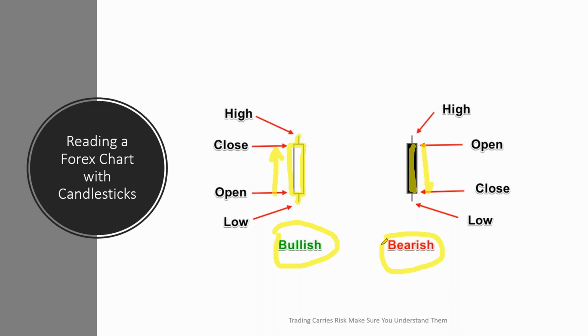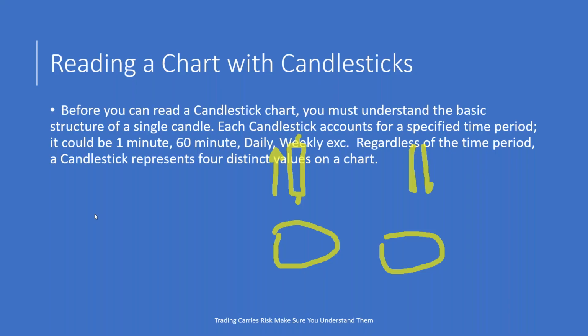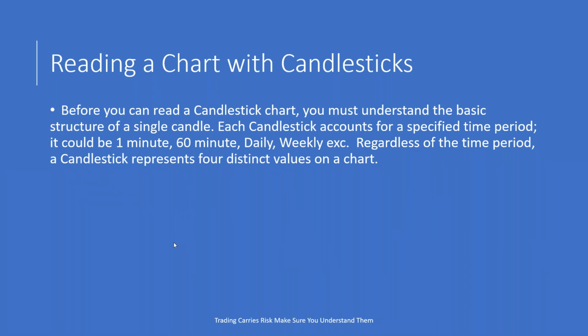But the fact is, it doesn't matter whether it's black, white, red, or green. You can use purple and chartreuse. It doesn't make a difference, as long as you know which color is bullish and which color is bearish. So as you notice, candlesticks use the same information as bar charts, but the candlesticks are now red and green.